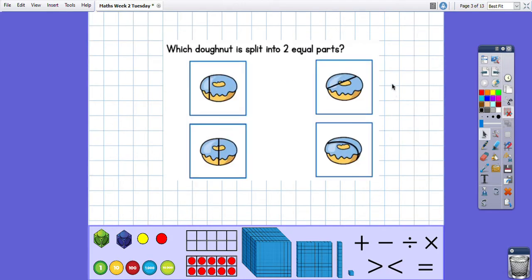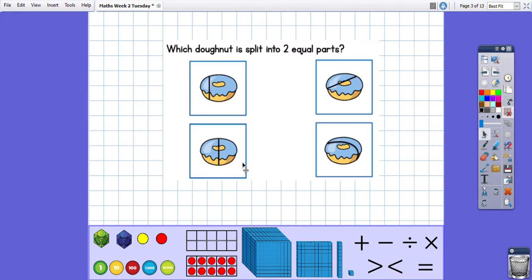So let's get started. Which donut is split into 2 equal parts? Let's look at donut number 1. It's split into 2, but they are not equal. This part is much bigger than this part. Donut number 2 is split into 2. But again, they're not equal. It is very, very close, but this part is slightly bigger.